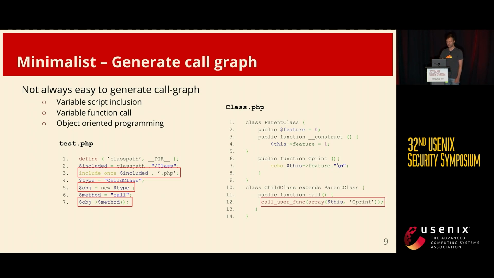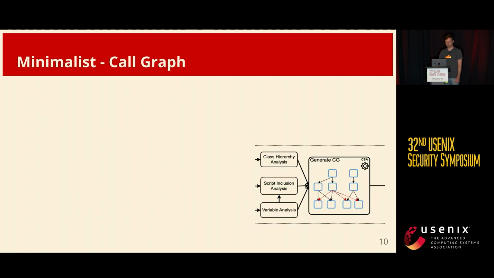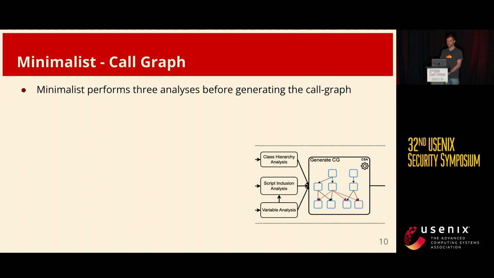And lastly, for the object-oriented case, we can have a child class that extends a parent class. The function in this case is defined in the parent, but we're using a dynamic function call in the child to call this arrow cprint in this case to refer to the parent class. So in order to be able to generate a call graph with all these challenges, we had to do 3 types of analysis. So first of all, we had to do class hierarchy analysis, where in this analysis we analyze the inheritance relationship between classes.